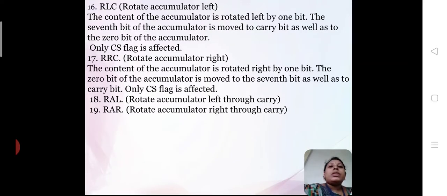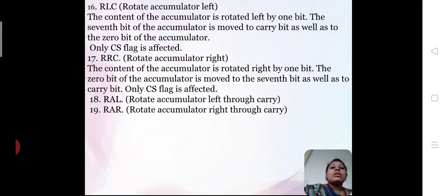Next, RLC and rotate instructions also come under this logical group. Here RLC means rotate accumulator left without carry. In brief, the content of the accumulator is rotated left by one bit. The 7th bit of the accumulator is moved to the carry bit as well as the 0th bit of the accumulator. Here the 7th bit means the MSB and the 0th bit means the LSB.